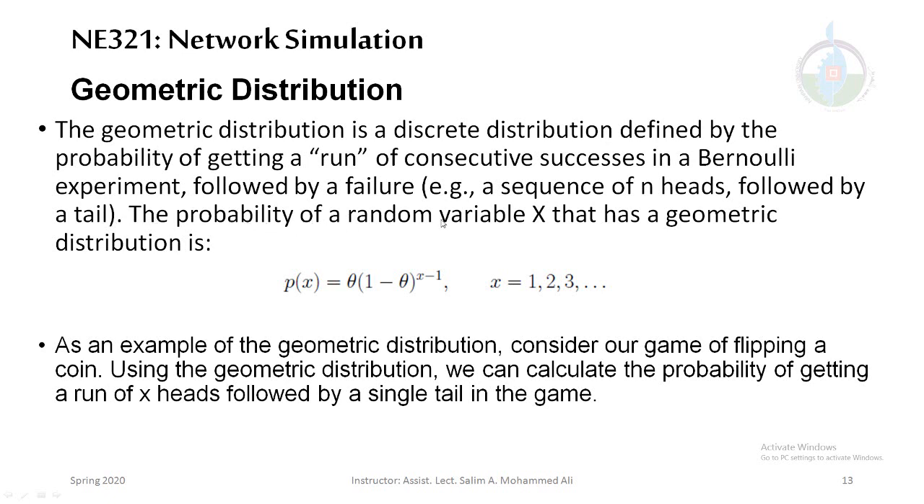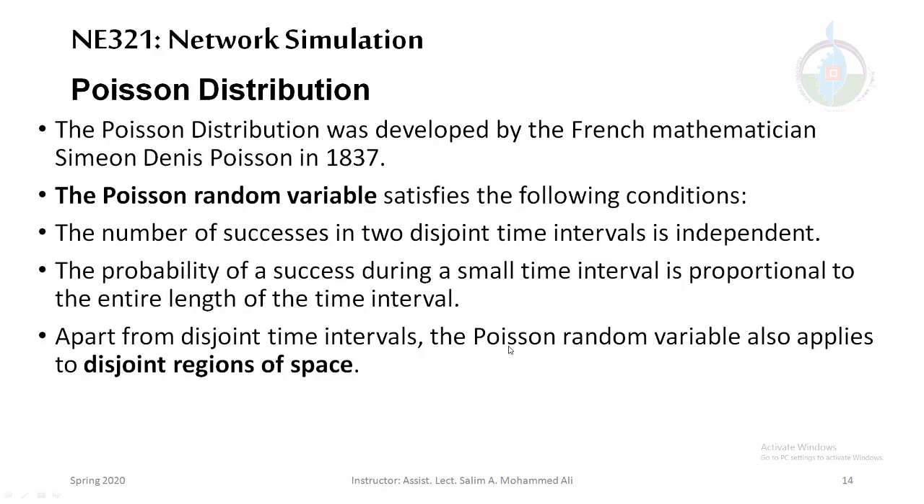Okay, the probability of a random variable x that has a geometric distribution is represented by this formula: probability of x equals theta multiplied by 1 minus theta to the power of x minus 1, for x equal to 1, 2, 3, and so on for discrete. As an example of geometric distribution, consider our game of flipping a coin as well. Using the geometric distribution, we can calculate the probability of getting a run of x heads, followed by a single tail in the game. Okay.